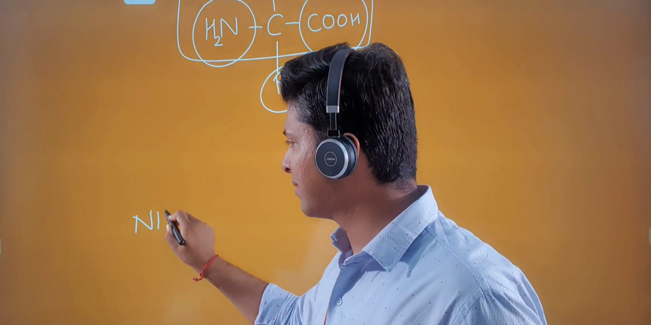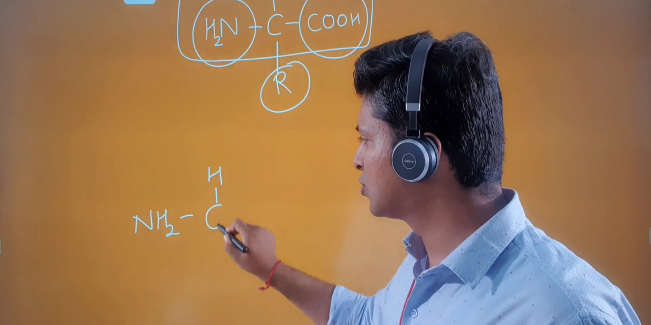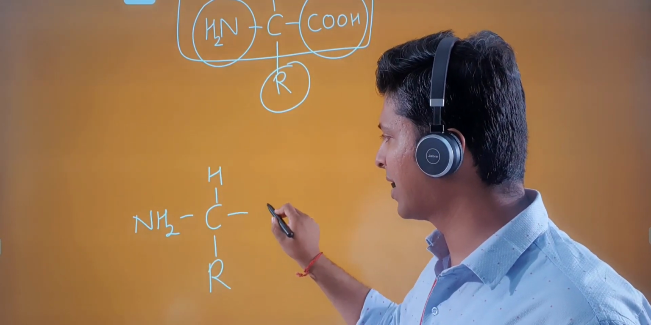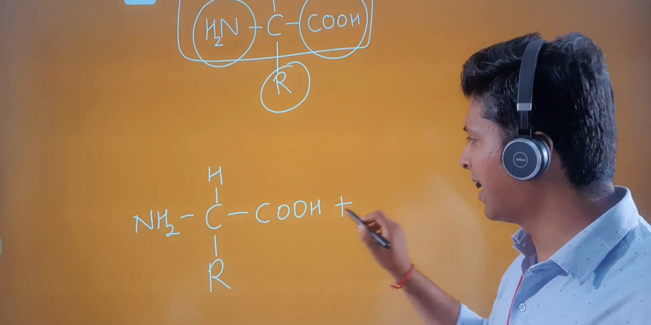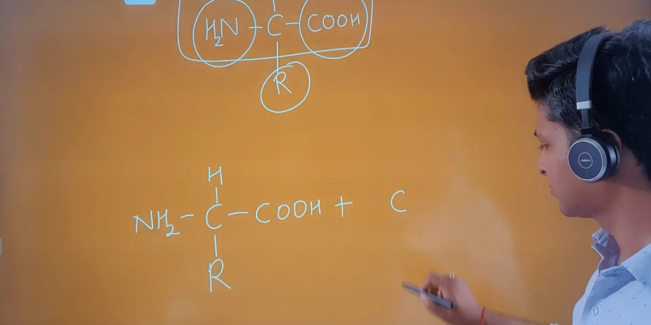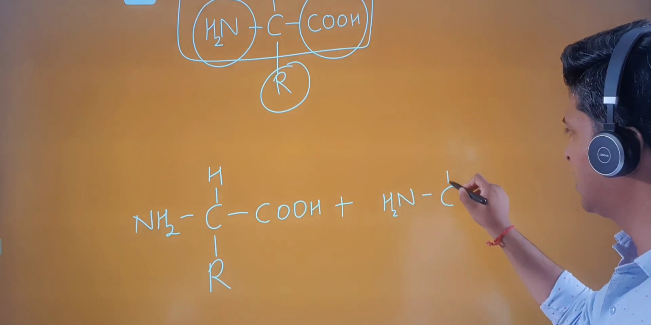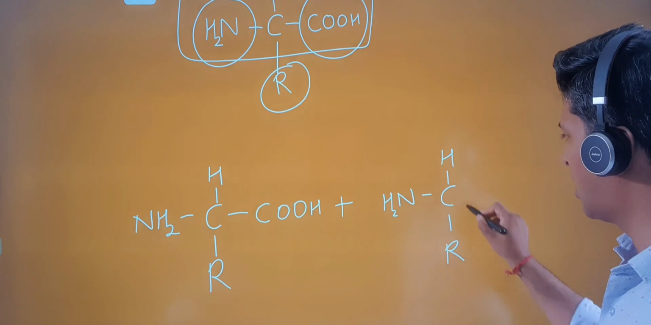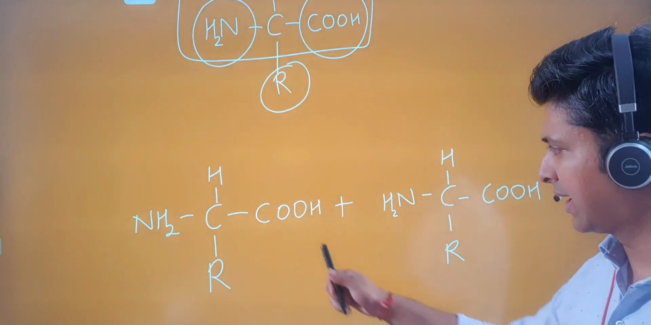So I'll write down an amino acid over here, NH2CHRCOOH. Let us keep it as a general amino acid, that is, R group. I'll add in one more amino acid, NH2CHRCOOH. So what do we need to do for connecting these two amino acids?